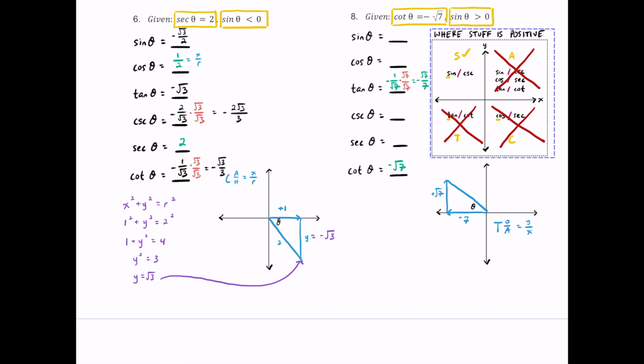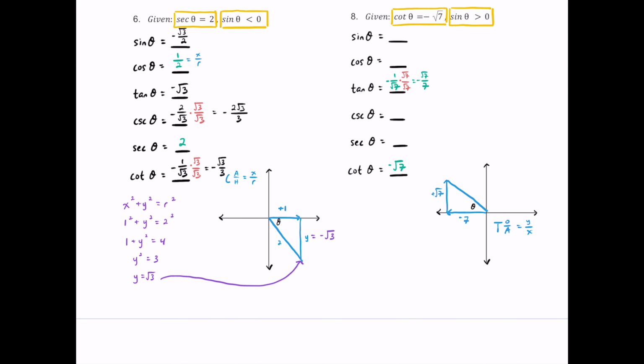I'll go ahead and clear this out for some space. And let's use the Pythagorean theorem to solve for r. All right, so I found that r is equal to 2 root 14, so I'm going to write that over here. That's going to be 2 root 14 for the hypotenuse.